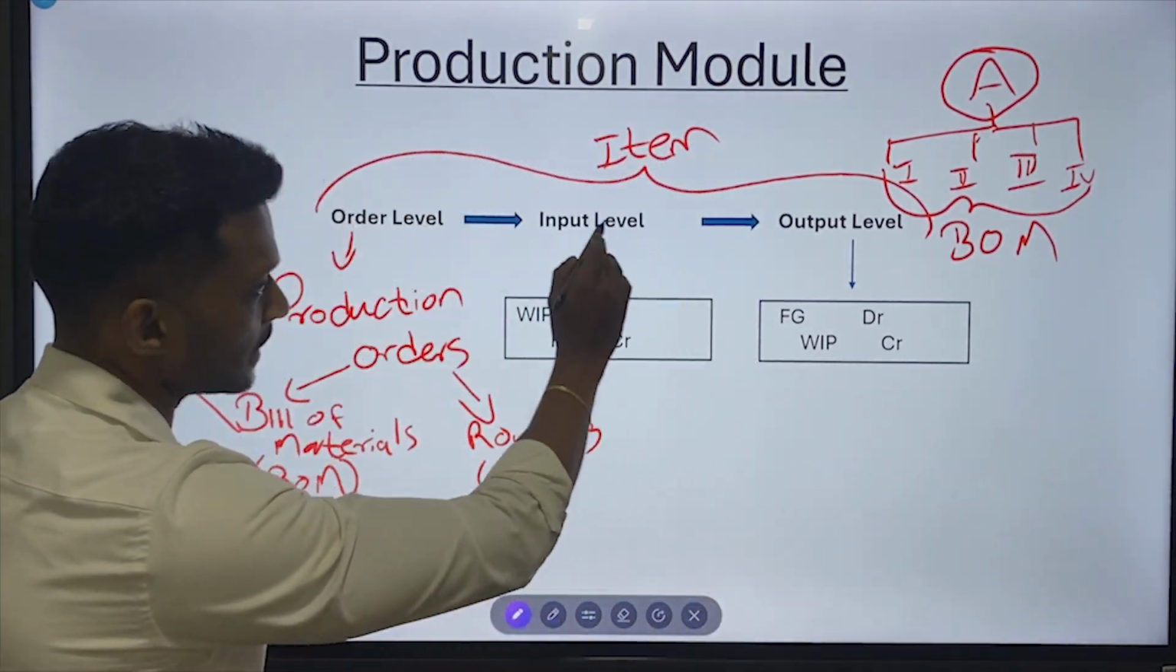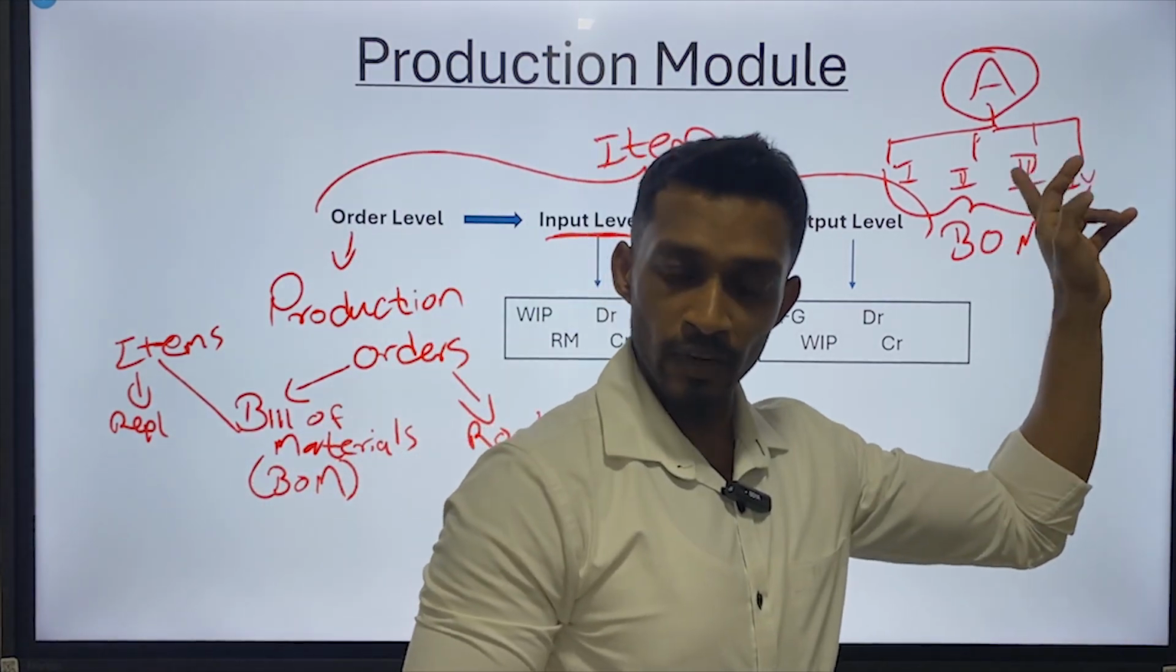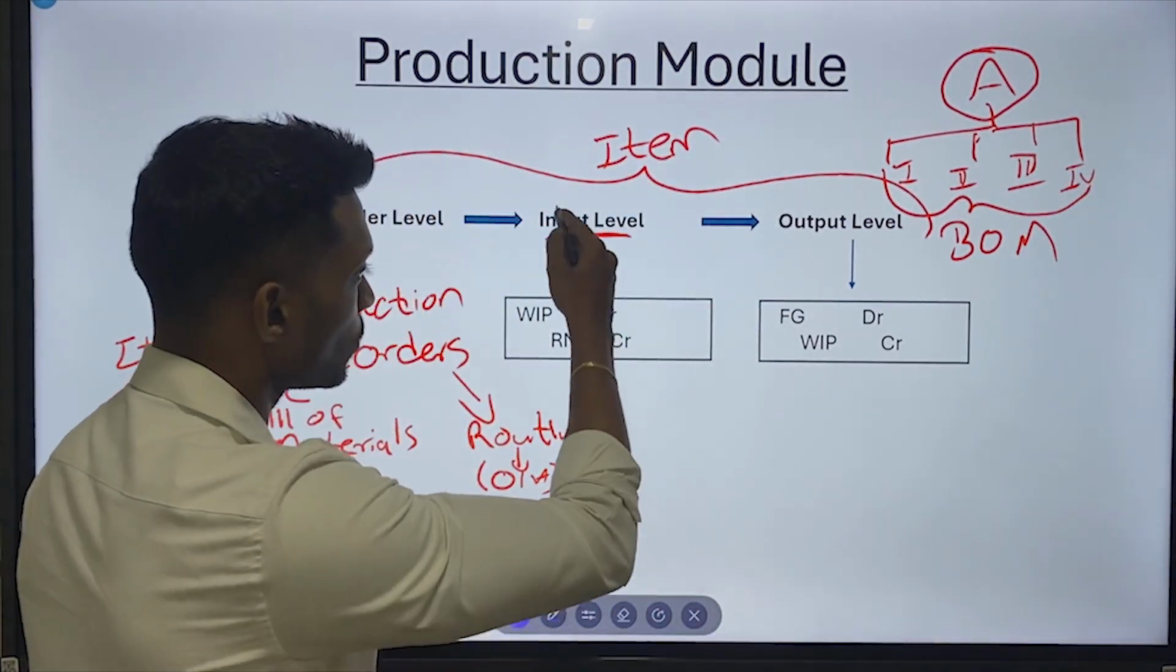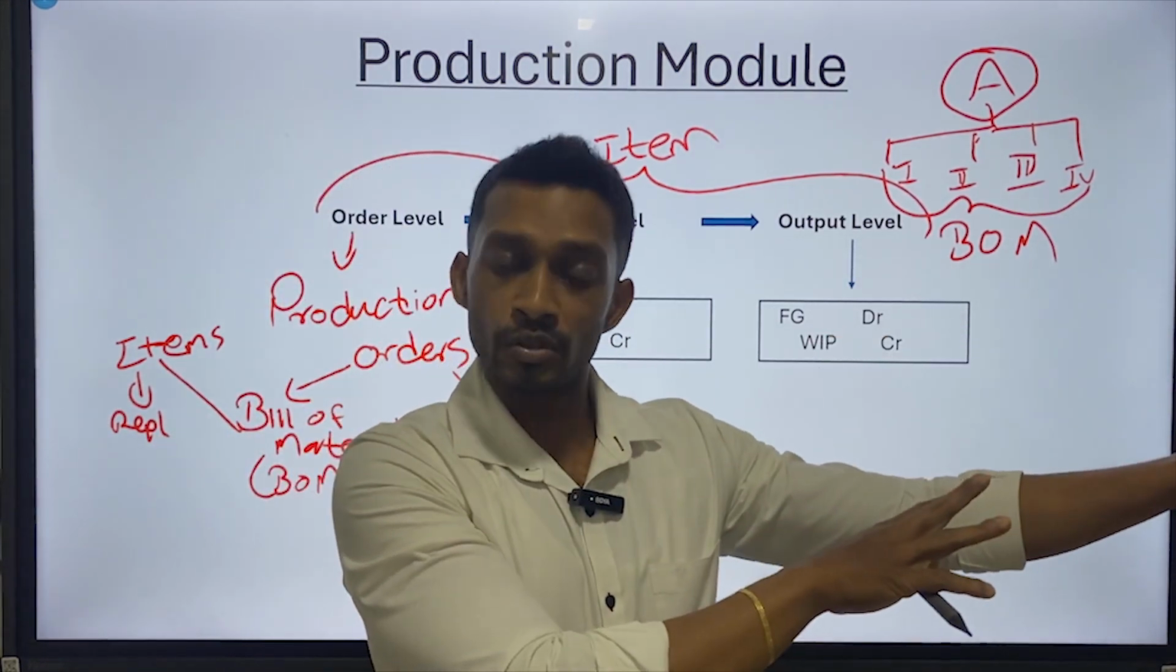That is the input level, which means based on the BOM, the bill of material, you are going to input, which means if you want to produce something, you have to put something into the process.